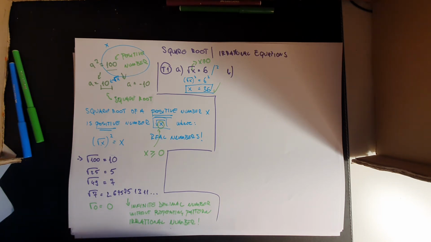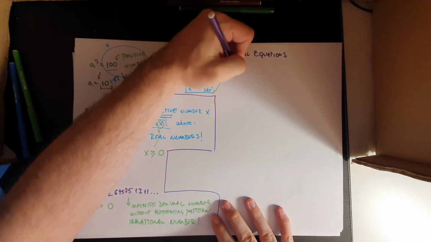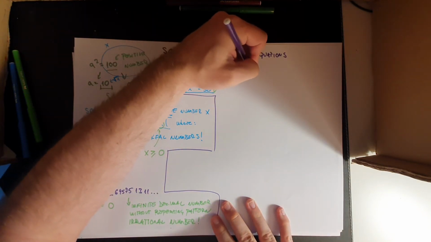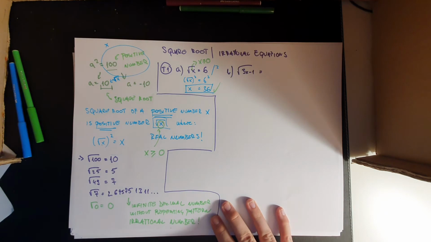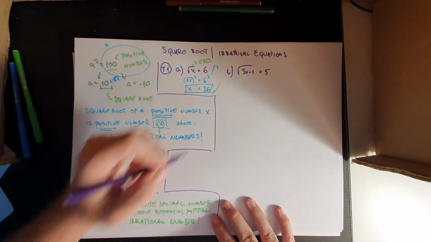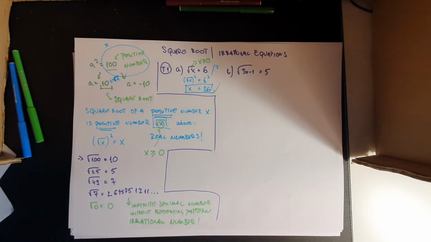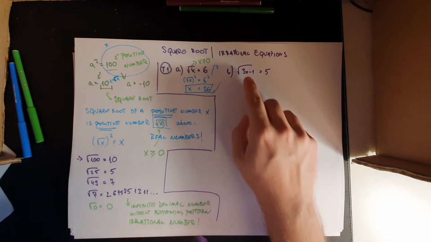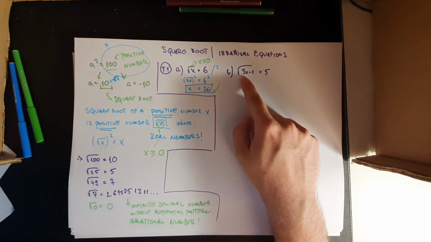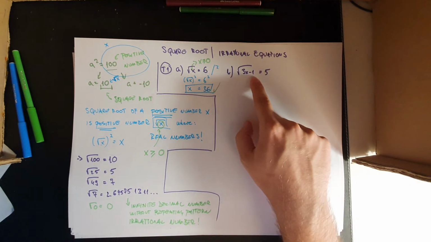So let's look at the B task. Now I'm going to expand things a little bit. Instead of square root of x, we're going to look at the square root of 3x minus 1, and let's say it is equal to 5. Now inside of the root, we don't have to be given just the x. We can be given an expression. So the expression in this sense is that inside of the root is 3x minus 1.